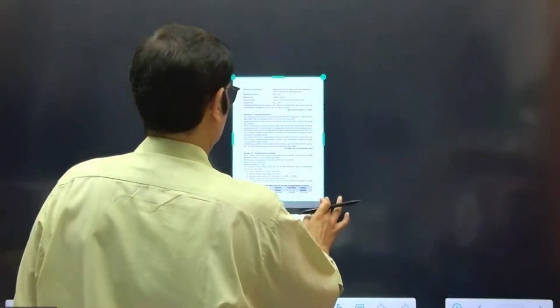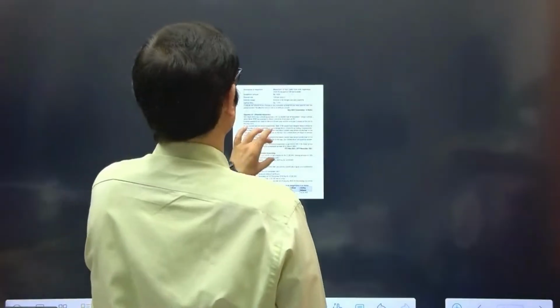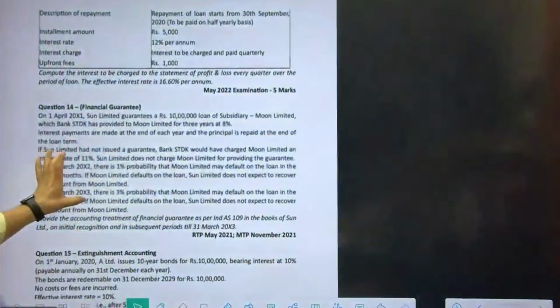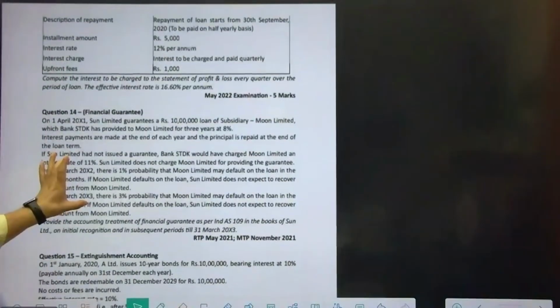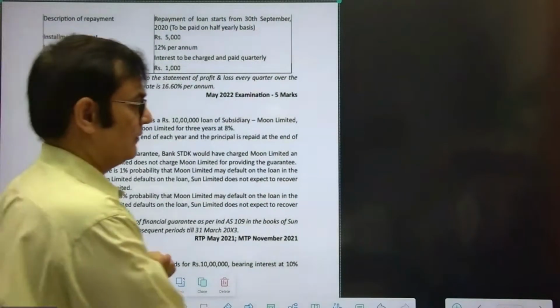Not now, sir. Okay, I'll just zoom it across, no worry. This is a May 22 examination question, though there is one question on financial guarantee also, we'll see later. Visible, I guess? Yes, sir. Visible, sir. Okay.